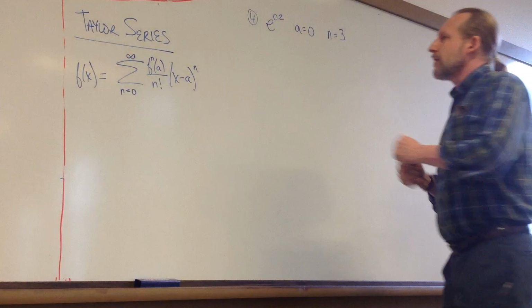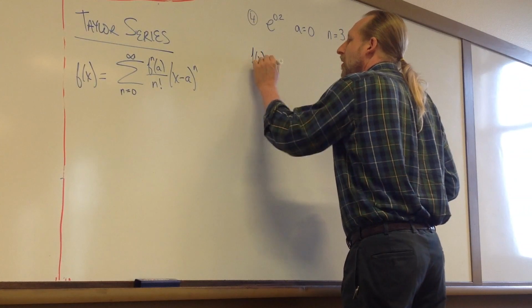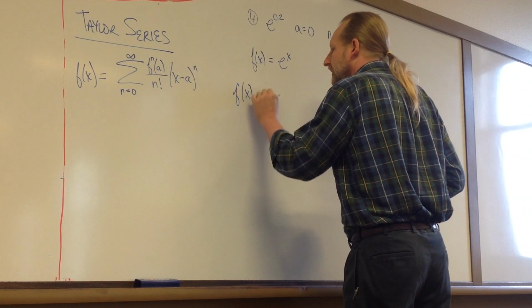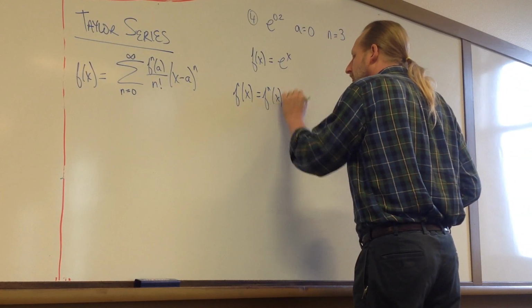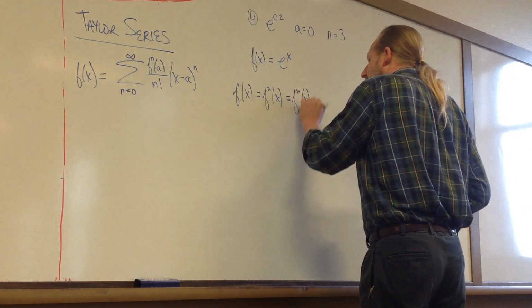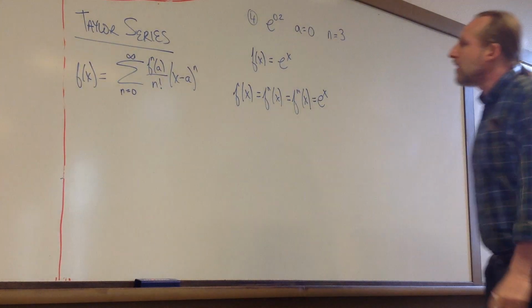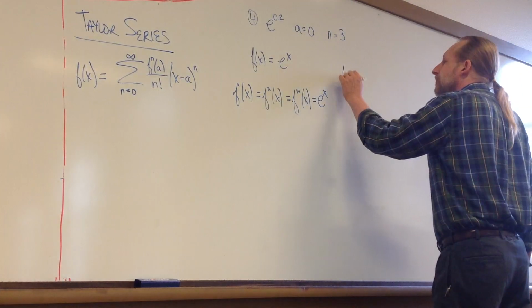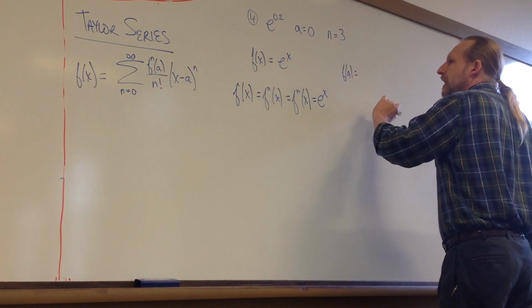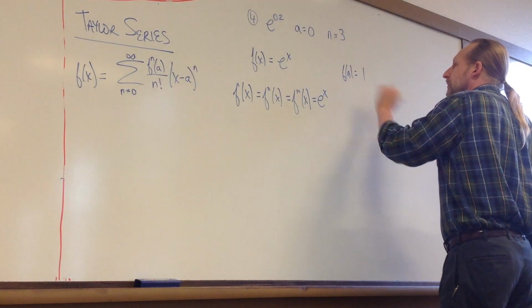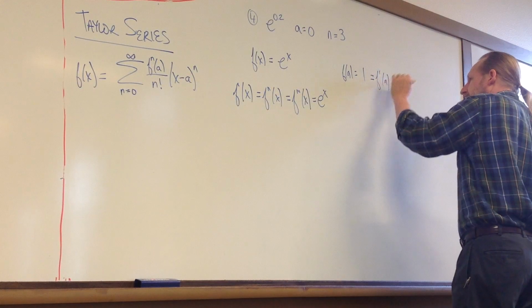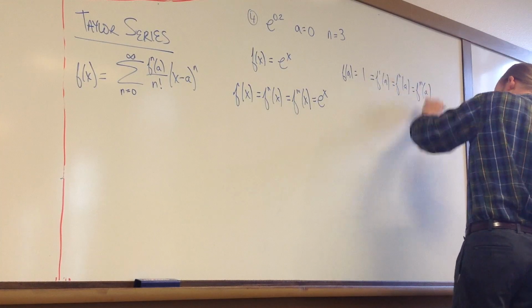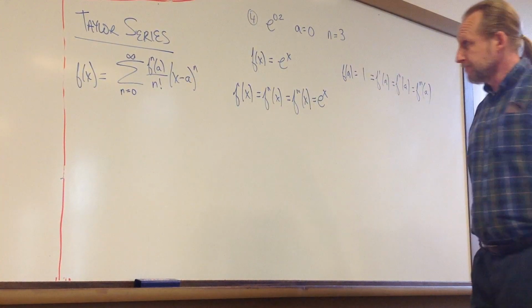All right, so our function here, f of x, is e to the x. And so that makes this nice and easy, because f prime, f double prime, and f triple prime are all also e to the x power. And so if we do f of a, then that's e to the 0 power, which is 1, and that'll be the same for f prime of a, f double prime of a, and f triple prime of a. They're all going to be 1.